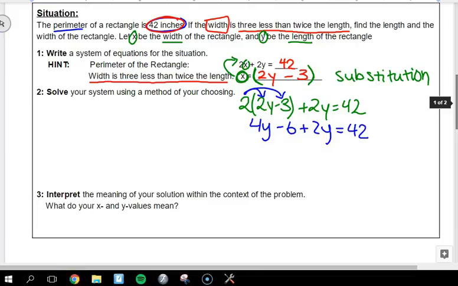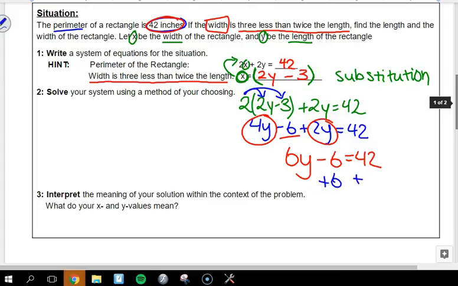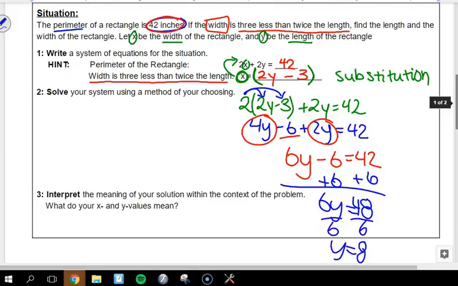Combine your like terms. We have 4y plus 2y is 6y. Minus 6 comes along. Add 6 to both sides to get 6y by itself. We have 6y equals 48. Divide both sides by 6. Y equals 8.